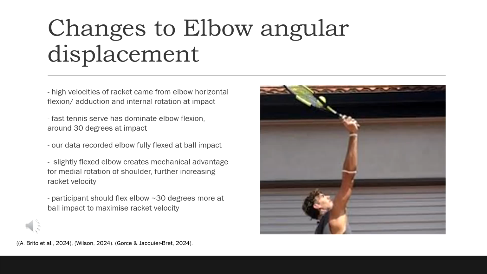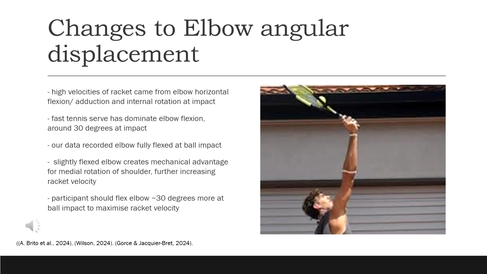Changes to elbow angular displacement. A meta-analysis on biomechanical changes found significantly higher velocities of racket head, shoulder, and elbow came from horizontal flexion, abduction, as well as internal rotation and impact of horizontal direction during the serve. Even though shoulder angular displacement or velocity wasn't recorded, elbow angular displacement was recorded, reaching roughly 180 degrees. The displacement for a normal elbow joint is usually around 150 degrees.